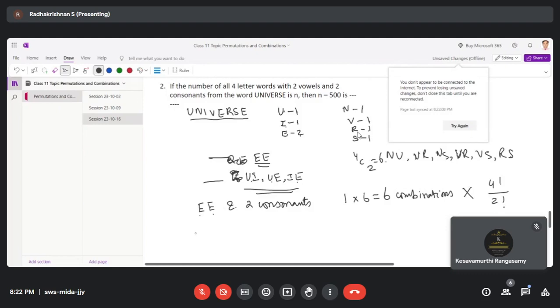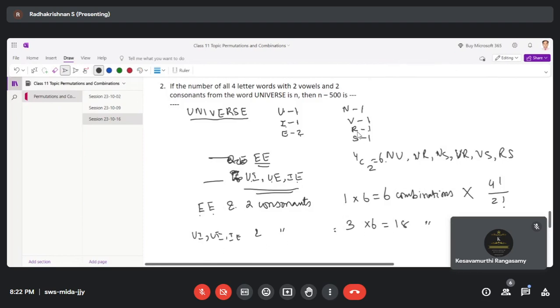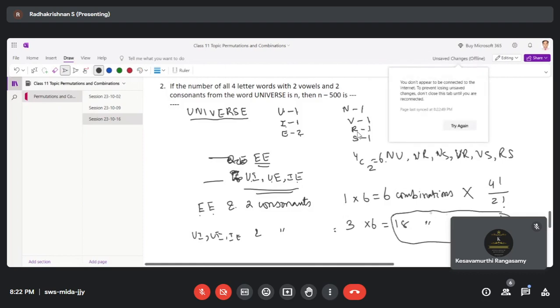Whereas if it is UI, UE, IE and 2 consonants, here there are 3 ways to select 2 vowels and 6 ways to select 2 consonants, so 18 combinations. And for each of these combinations, because here the letters are all distinct, there is no repetition, therefore we can shuffle in 4 factorial ways. So here the formula for permuting is different, and here the way to compute the permutation is different. That is why we need to keep these 2 as 2 separate cases.